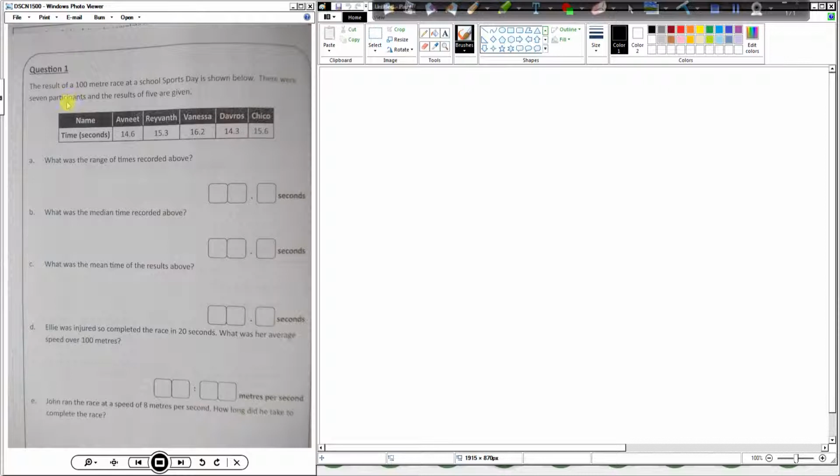Right, here we go. Question number 1. It says that the result of a 100-meter race at a school sports day is shown below. There were 7 participants and the results of 5 are given. What was the range of times recorded above?